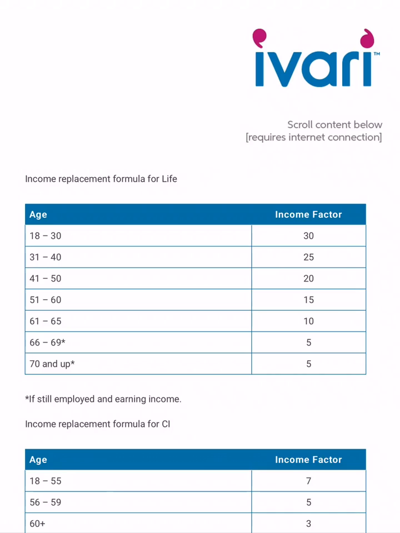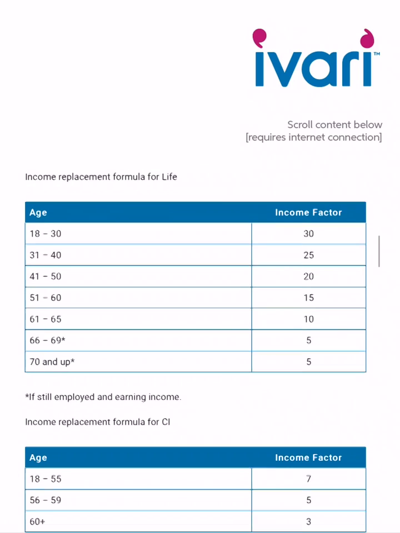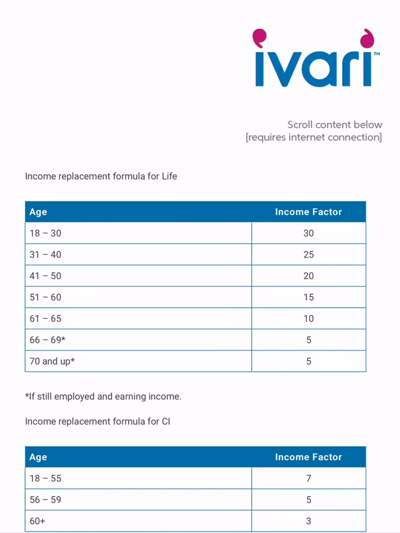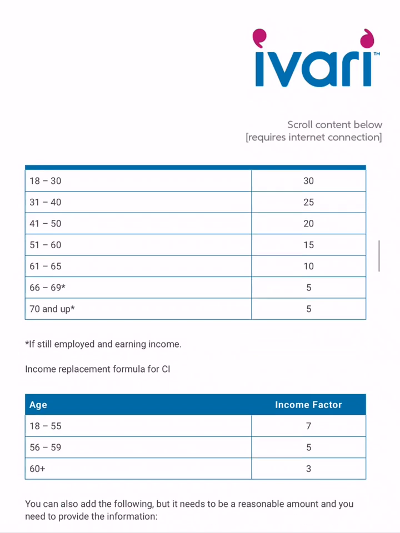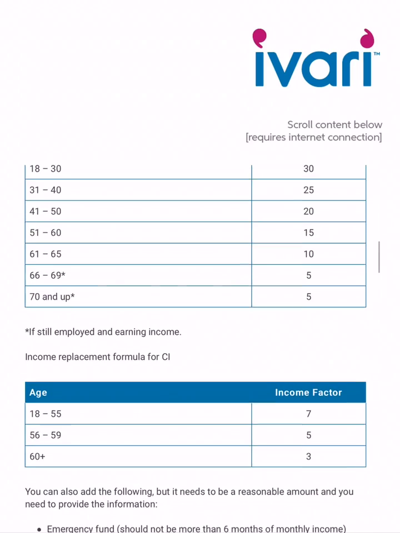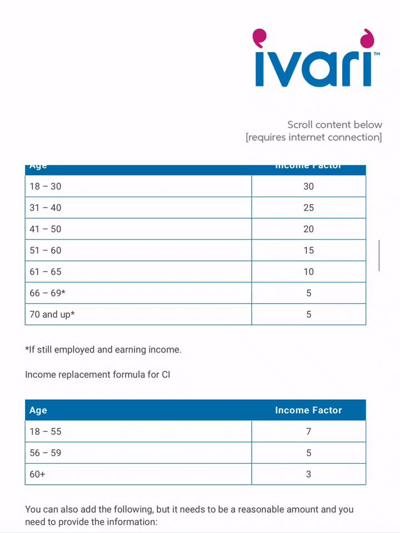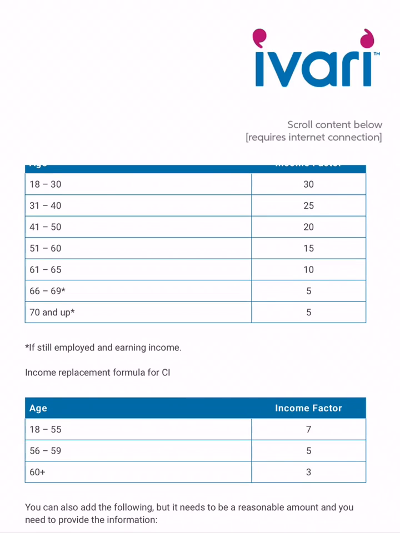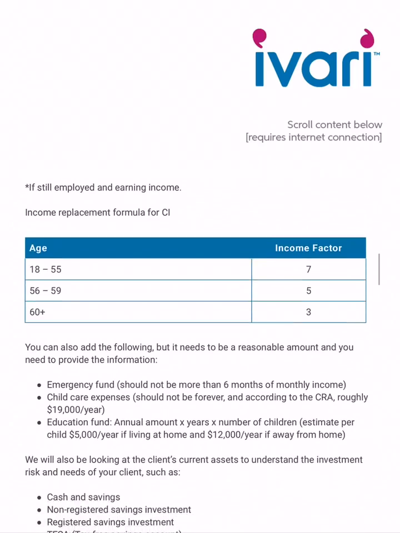Income replacement formula for life. Age. Okay. So I still don't know what this chart is supposed to do. I think this is a multiplier or something. They need to explain this. And this is for people who are not employed. This is your income factor when you're not employed. That's really crappy.